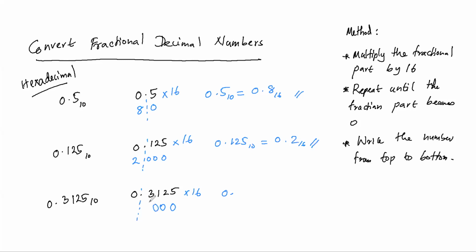That means 0, 2. Then 16 into 3, 48, 50. Yes, this is 0. So 0.31250 equals 0.560.